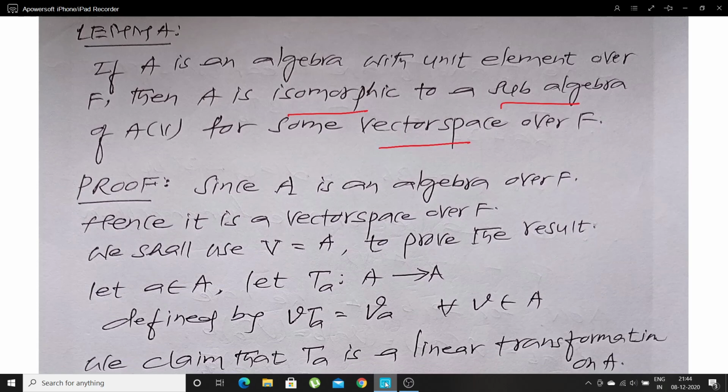Let me prove this lemma. The proof of this lemma is very simple and beautiful. Since A is an algebra, that means the non-empty set A satisfies the vector space property as well as the ring property, the conditions of a ring. Since A is an algebra over F, hence it is a vector space. What do I do now? I replace the vector space V by the non-empty set A. To prove the result, it is necessary to change V by what? A.